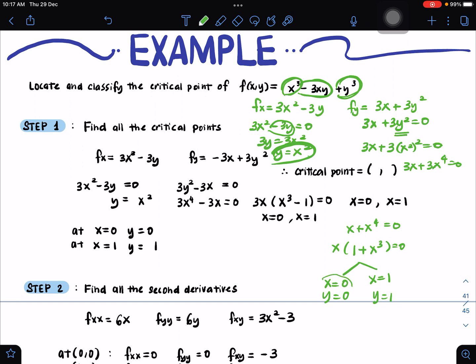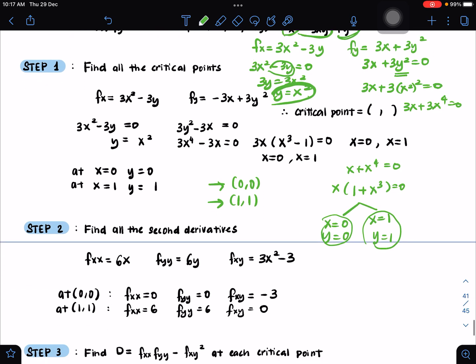So kita ada dua critical point. Kita ada x equal to 0, kita ada 1 point 0, 0. Another point is 1, 1. So ini dua-dua ni critical point. So kita kena check dua-dua punya condition. Buat satu-satu. Okay, next. Kita nak decide whether critical point kita ni minimum ke maximum.